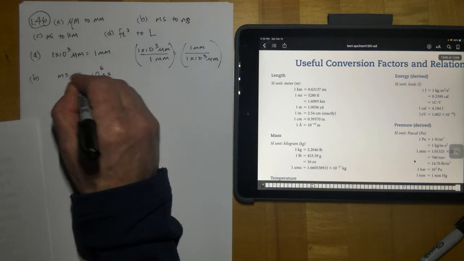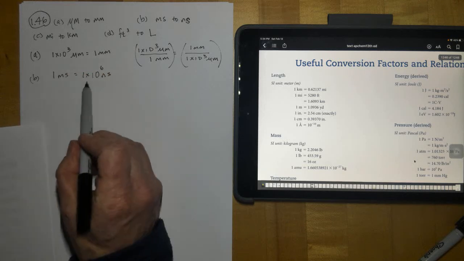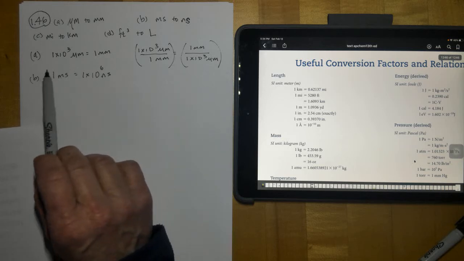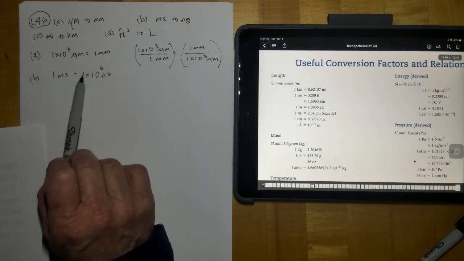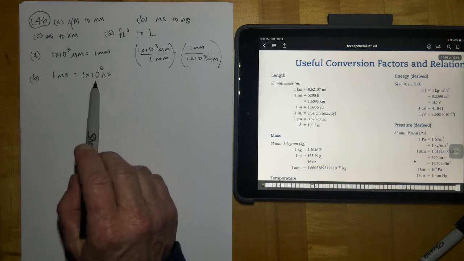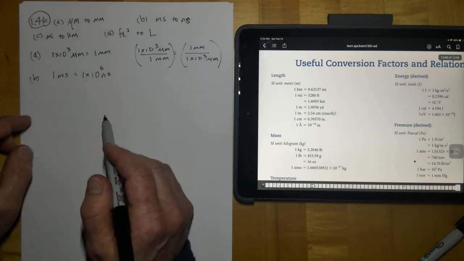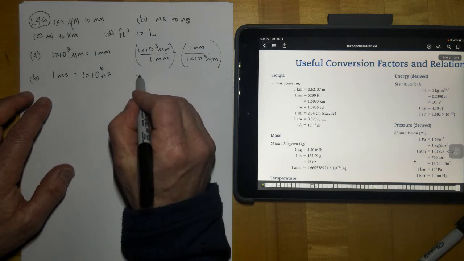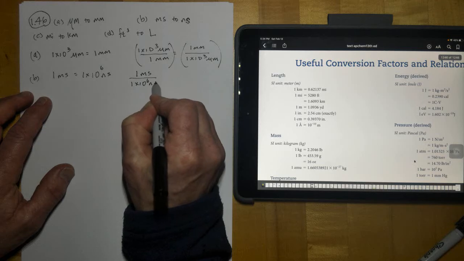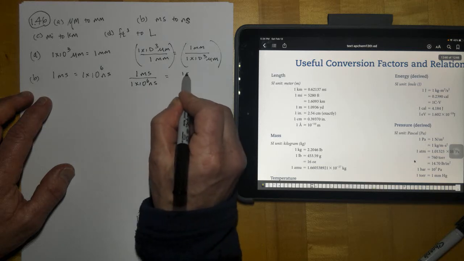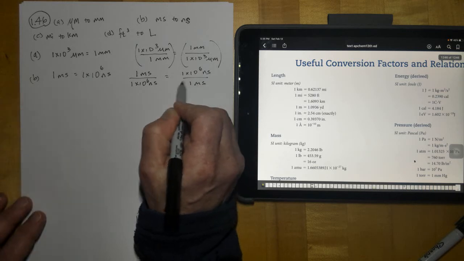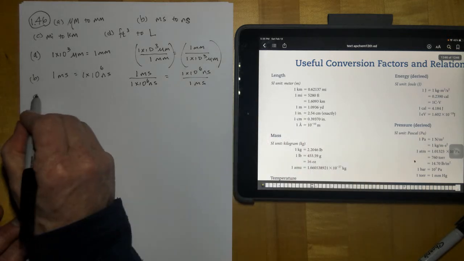nanoseconds in 1 millisecond. Now I always like to write it as 1 times 10 to the 6th, because then when you use it as a conversion factor, you just take whatever number there is and multiply it by this number, and then you add the exponents when you use it. You could just write 10 to the 6th. That's okay. Just remember your rules of exponents when you're multiplying. So then our conversion factors would be 1 millisecond is to 1 times 10 to the 6th nanoseconds, or 1 times 10 to the 6th nanoseconds is to 1 millisecond. Either one is appropriate, and you can write them both.